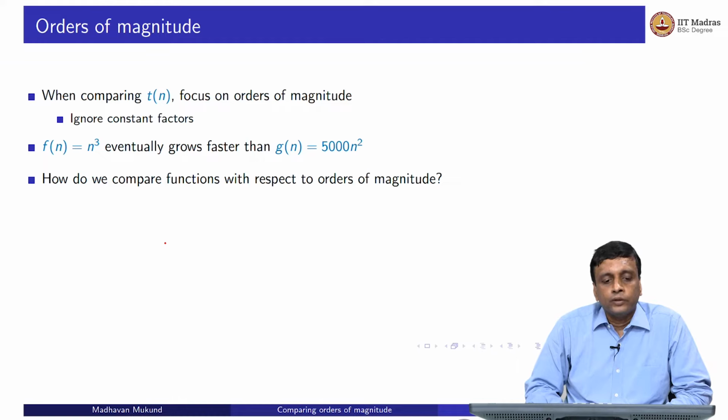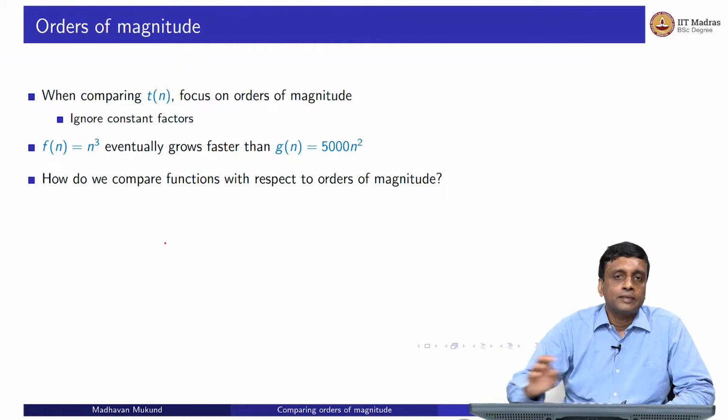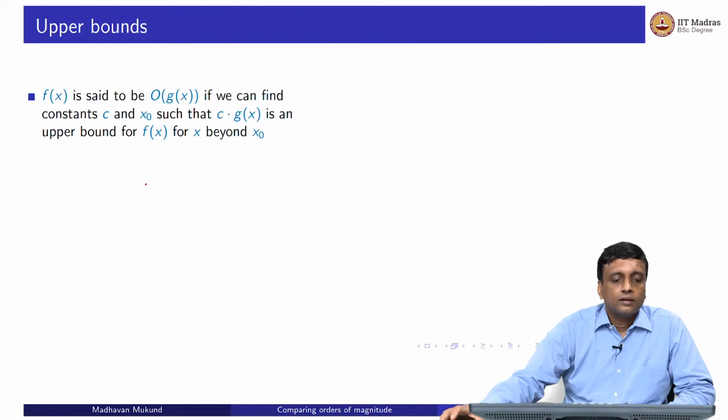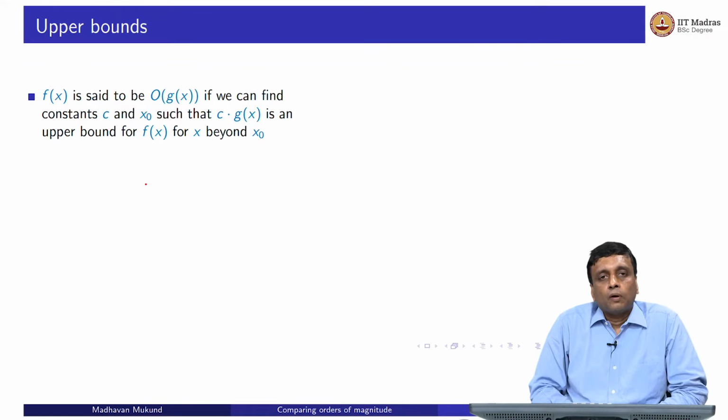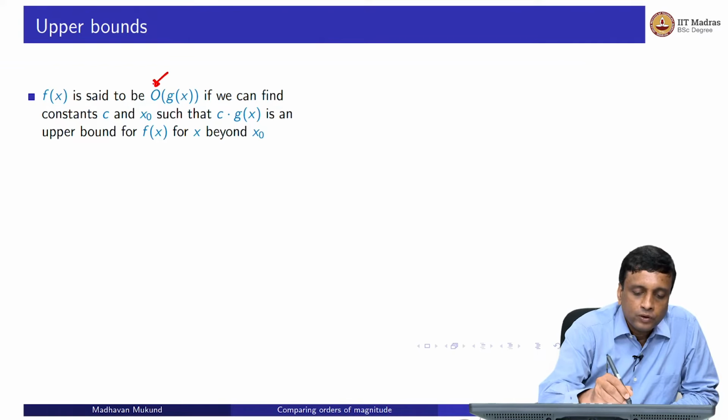How do we argue or how do we describe the fact that f of n is a bigger function of n than g of n? How do we compare functions so we can say this algorithm is better than that algorithm asymptotically? In order to compare one function against another function, we have this notion of an upper bound. This big O notation, as it's called, this O here is a capital O, and it's called big O.